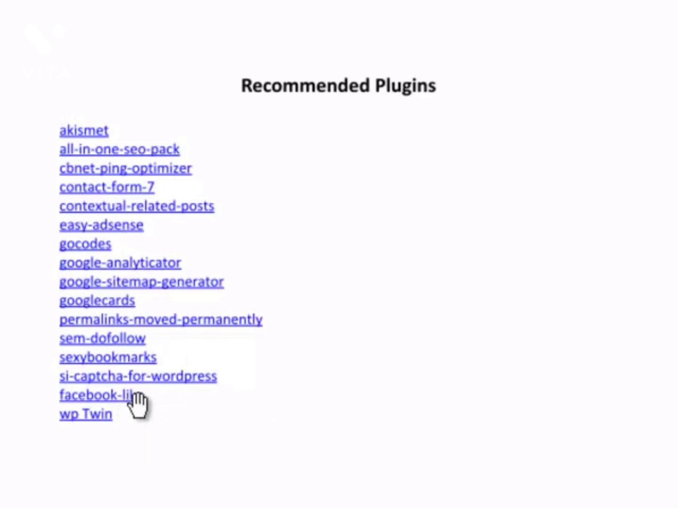The Facebook like button just puts a like button on your page. And WP Twin we'll talk about in a little bit, but it's an awesome premium, it's not free, WordPress plugin that allows you to clone your sites so that you can replicate your sites quickly. So this site that's taking us an hour or two to create, we can do in 5 minutes.